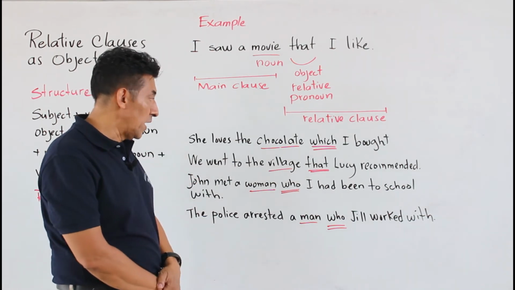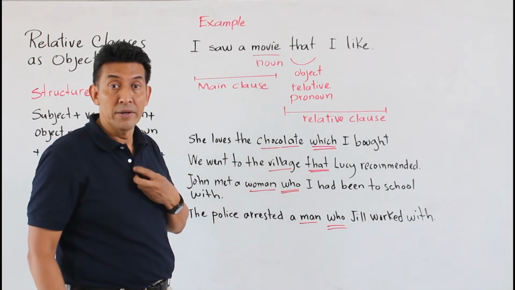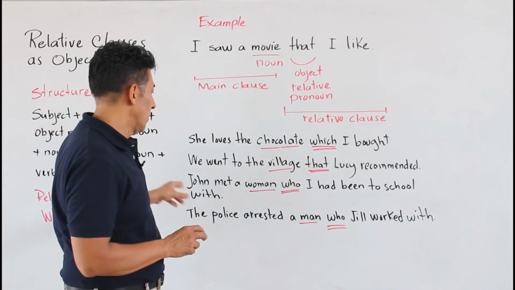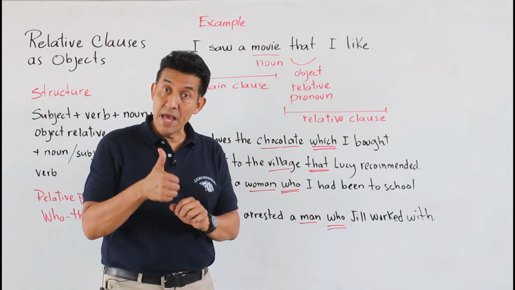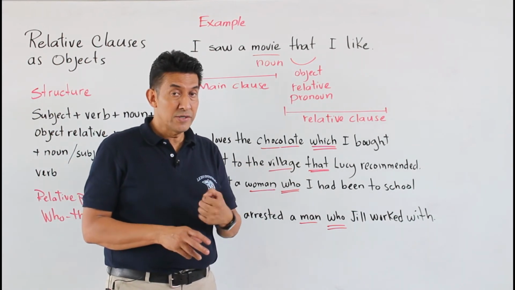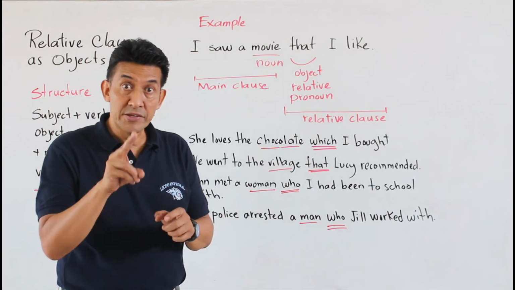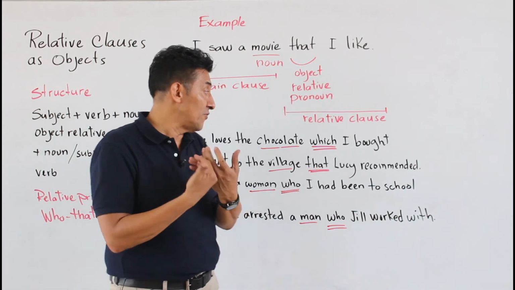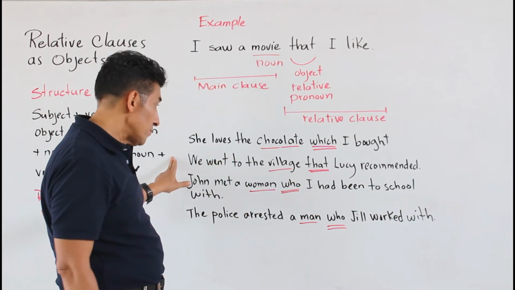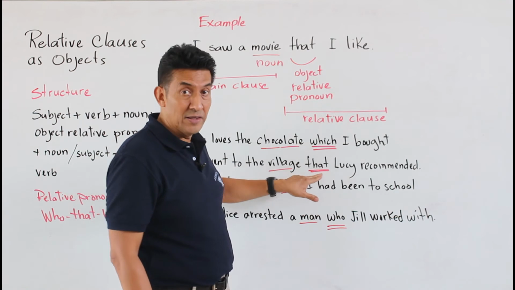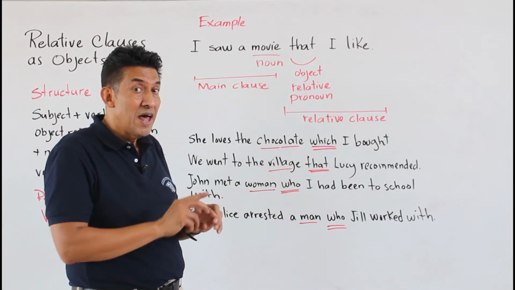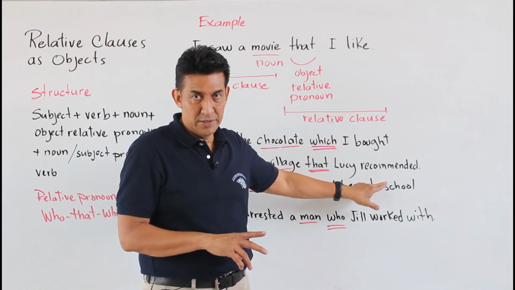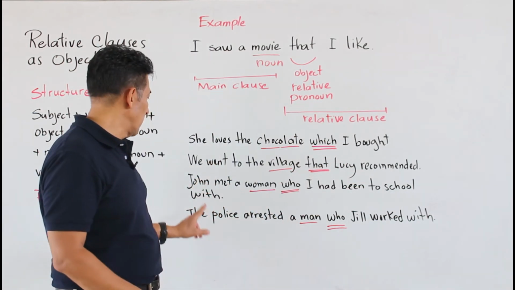We went to the village that Lucy recommended. Village is the noun. In this case it is a place that we want to define, we want to classify. So that's why we use that. We went to the village that Lucy recommended.